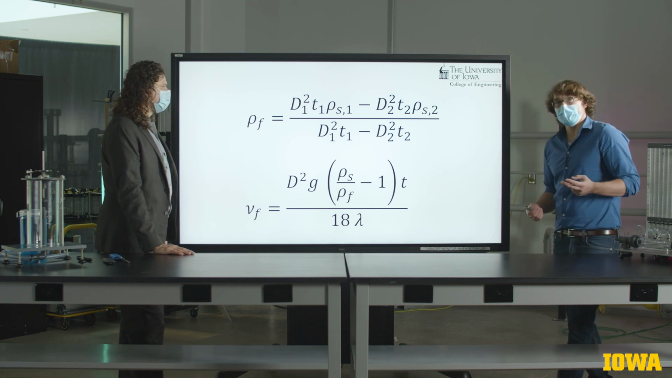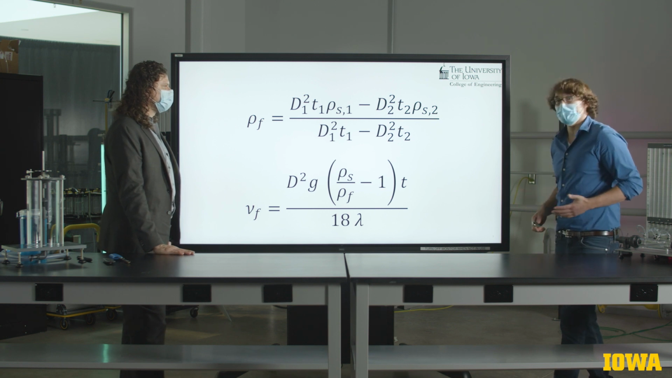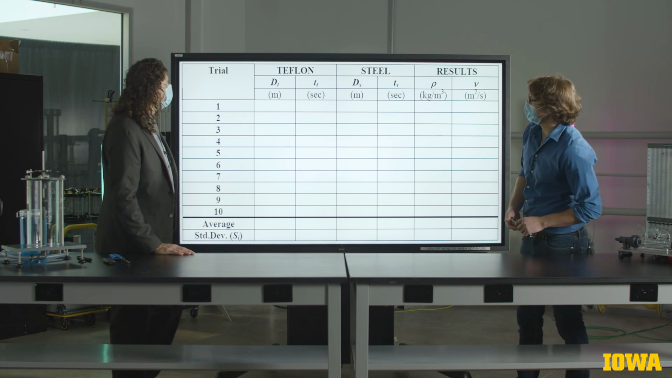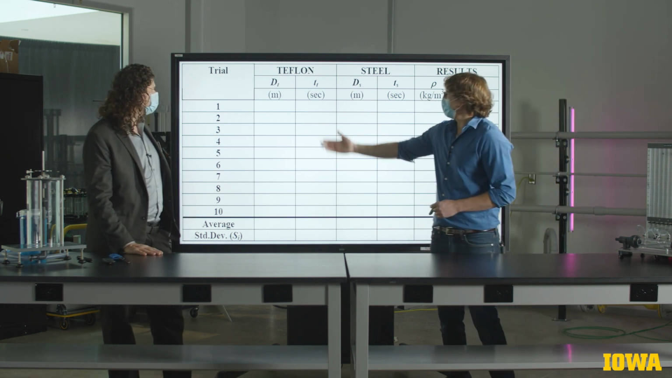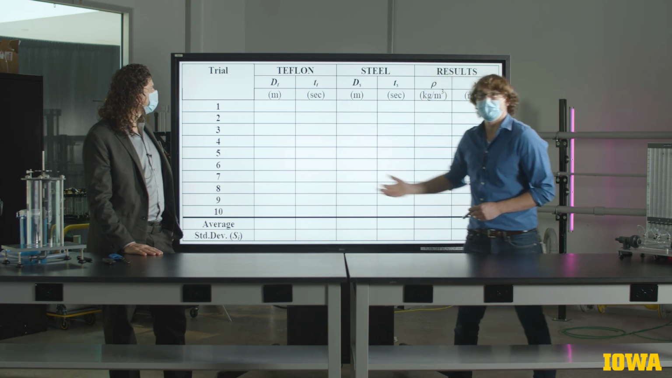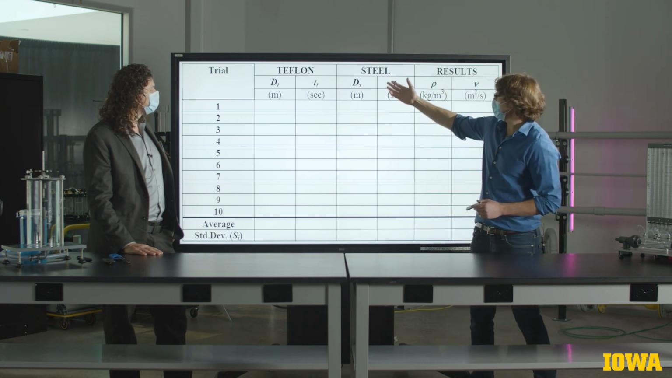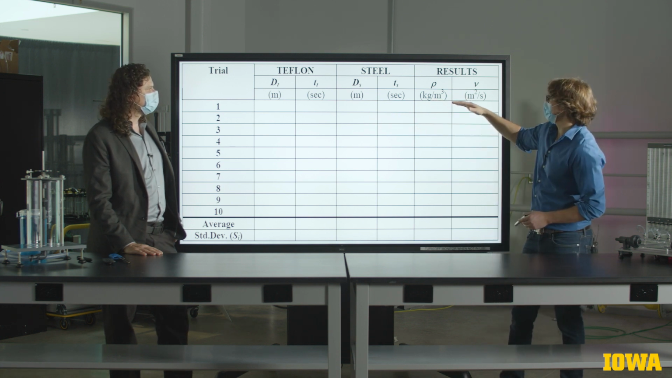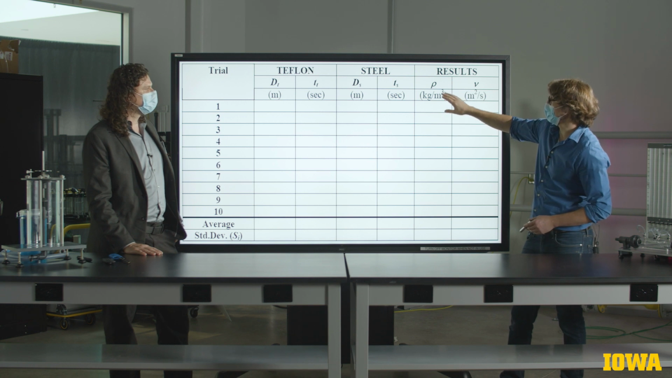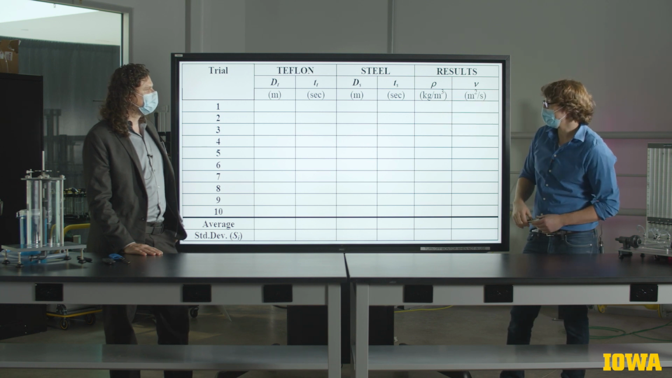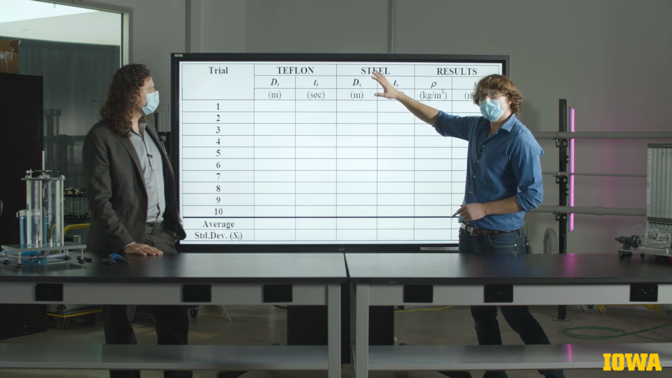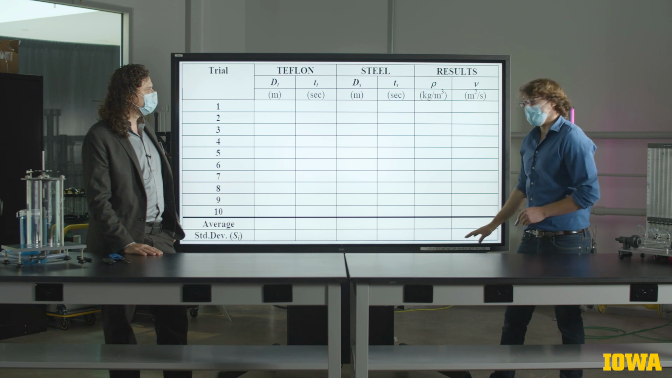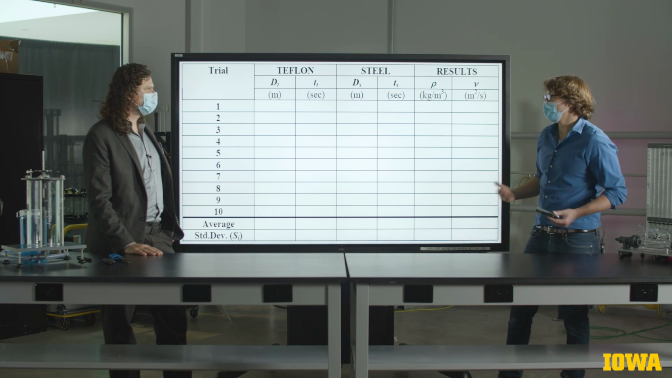So recall that we conducted 10 trials for each of the 2 spheres. And it's beneficial to lay out your results as well as your calculations in a table like this, where we have the diameter and the time for the Teflon spheres for trials 1 through 10, the same for the steel spheres, and carrying across each one of these trials then allows us to get a different estimate of the fluid density and fluid kinematic viscosity. We can then consider the amount of variability between our trials by looking at the average as well as the standard deviation, which leads into this idea of uncertainty.